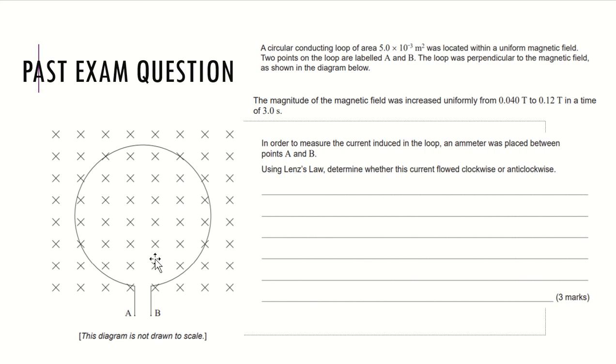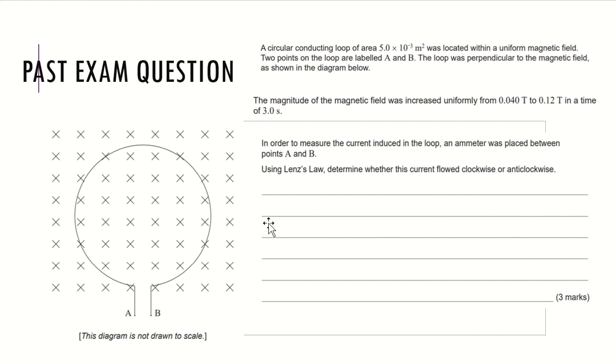So that change in magnetic flux through the wire is going to induce an EMF and hence a current through the wire. Now we need to work out whether it's going to be going in a clockwise direction or an anti-clockwise direction. So using Lenz's law to determine whether the current flowed clockwise or anti-clockwise.